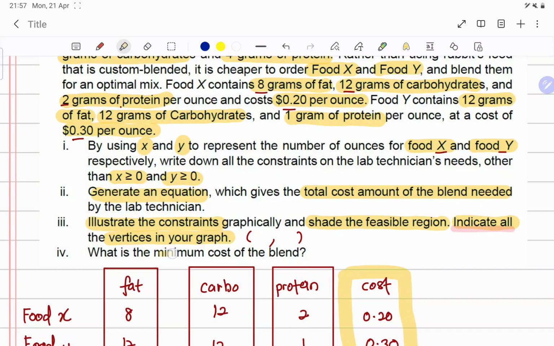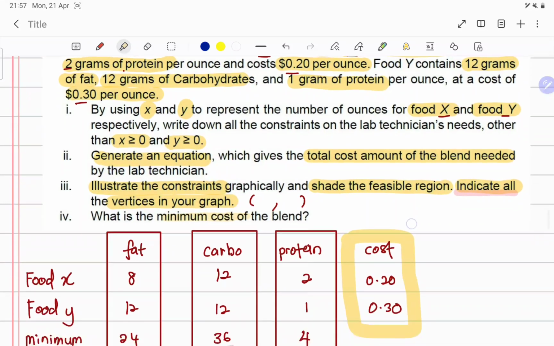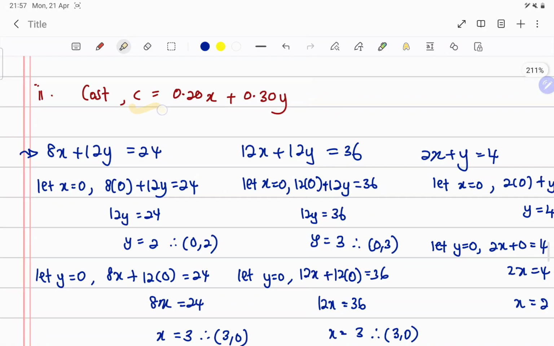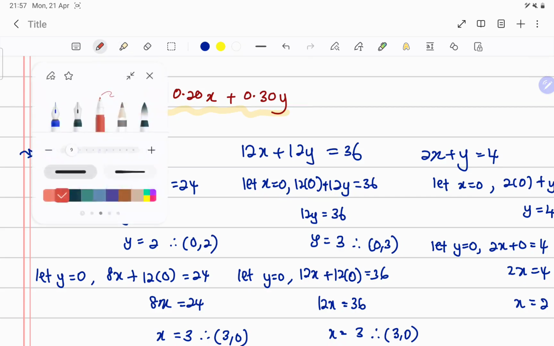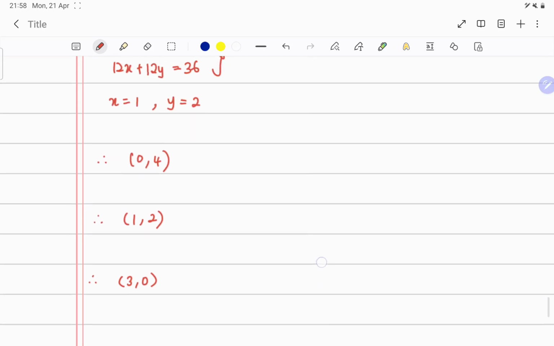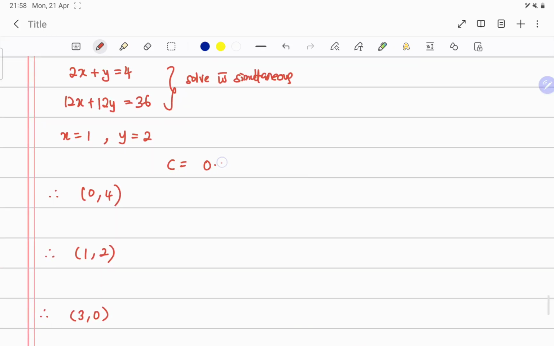And then now based on question 4, they ask you to find the minimum cost, right? So how to find the minimum cost? We have the cost function that we found just now, which is this one, C. C equal to 0.20x plus 0.30y. Okay, so what you need to do is, you have your x, you have your y already, substitute inside C, which is C equal to 0.2 multiplied by 0 plus 0.3 multiplied by 4. So calculate the answer here.